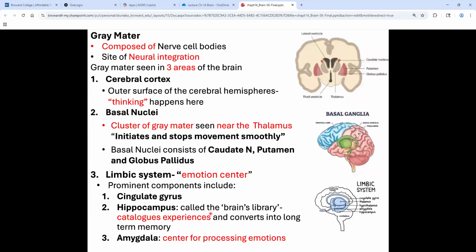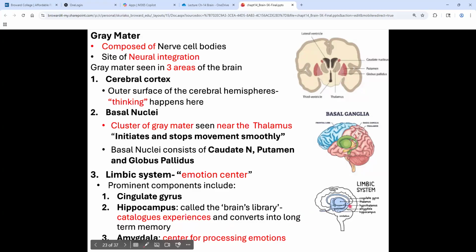And actually, the hippocampus is called the brain's library, because it kind of catalogs all the experiences you have. Emotional memories are very powerful. For example, you might get a smell of a particular flower, and if that's associated with an emotional experience, you always remember that quickly. Okay, so that's the area called the hippocampus.